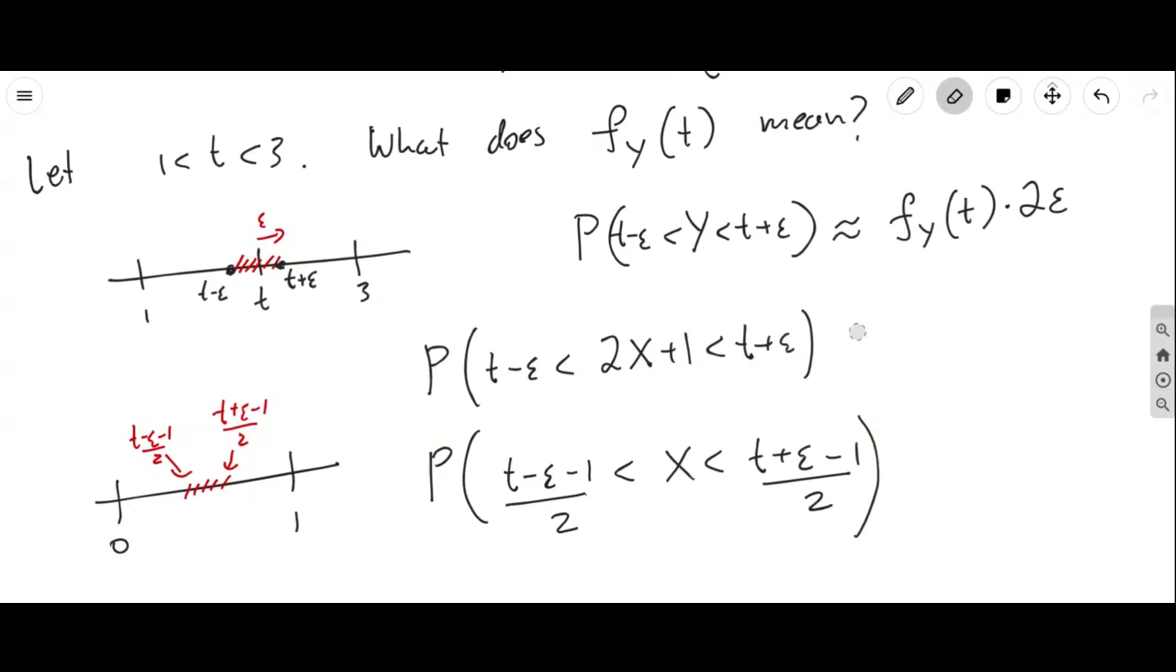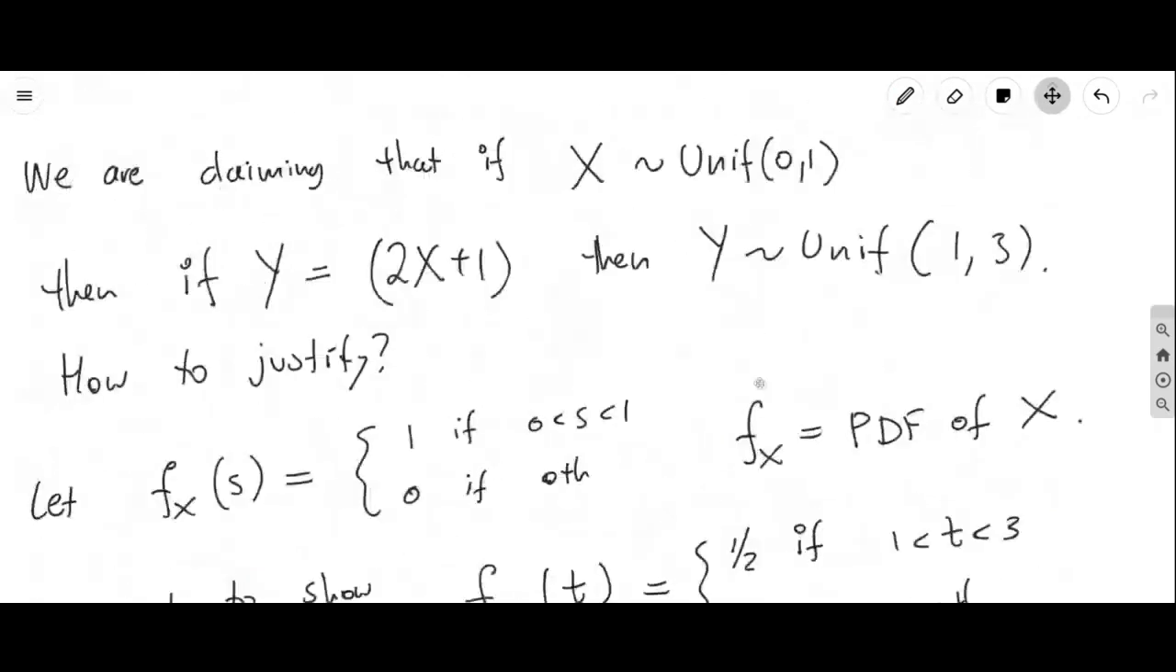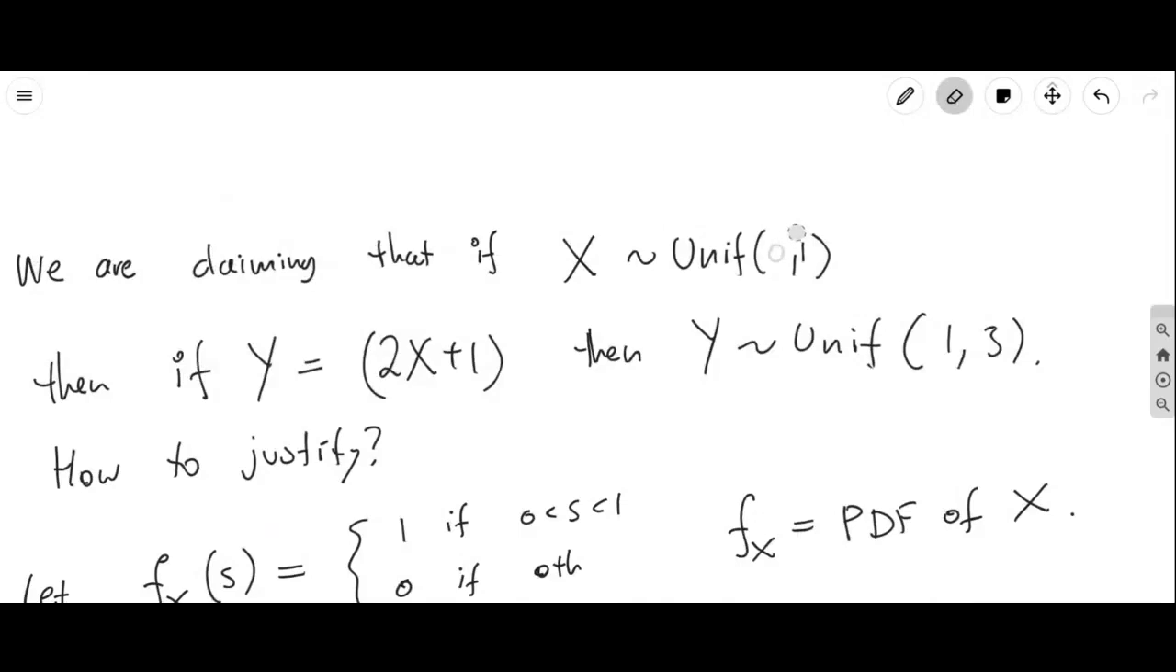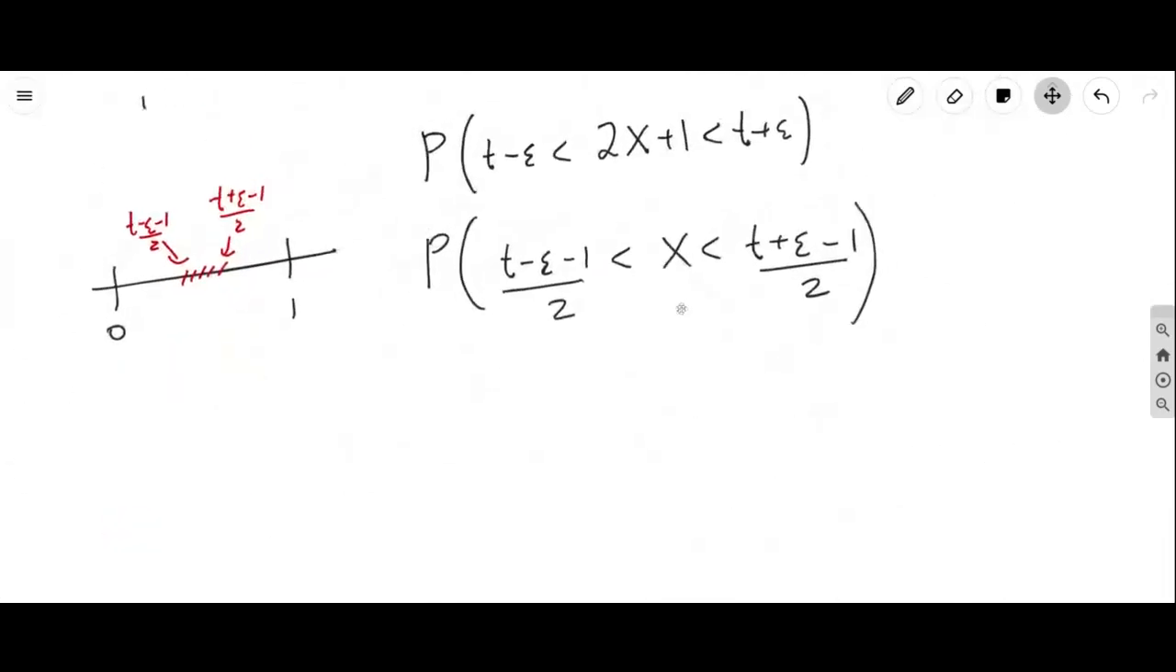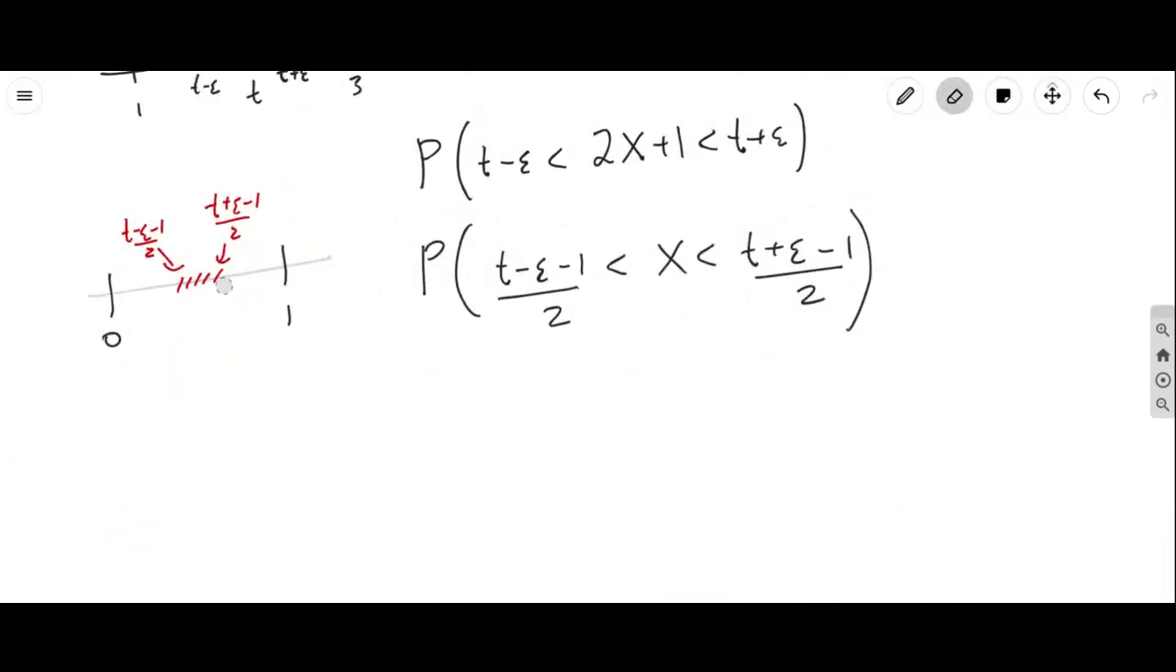Well, but what do we know about x? X was assumed, and this is what we're assuming, to follow the uniform distribution on that interval. So that means that the probability of landing in that interval only depends on the length of the interval and not the location of the interval. So it's just the length of the interval that matters. And what's the length of the interval? How do you find the length? It's where you start minus where you end. So you just subtract these two endpoints.